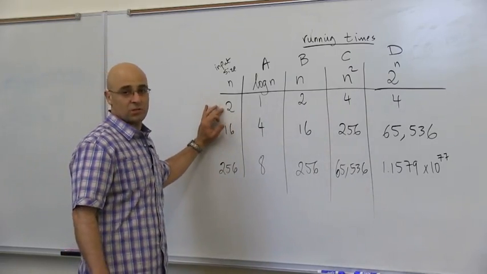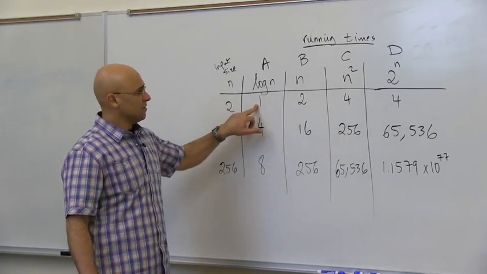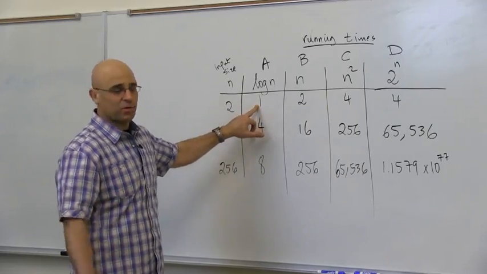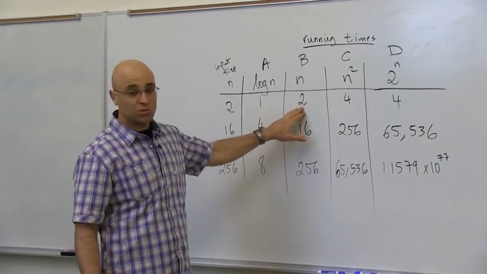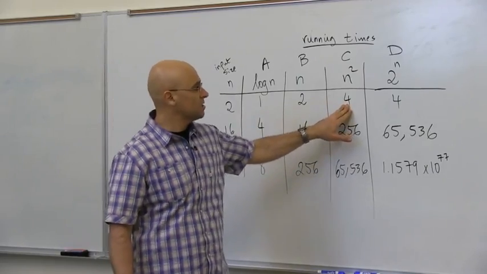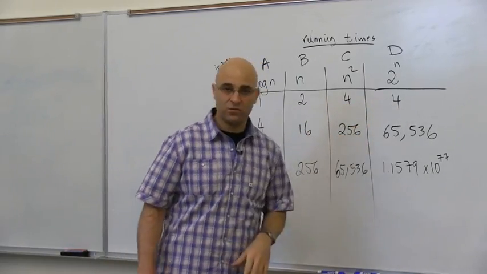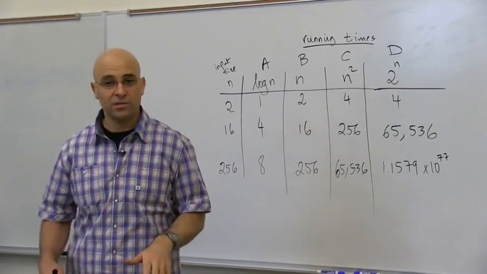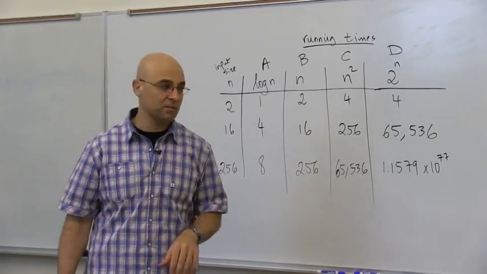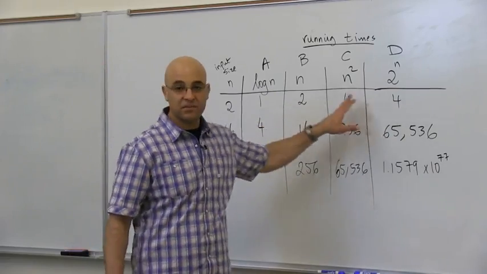So if the input size is 2, algorithm A is going to execute 1 operation, B is going to execute 2 operations, C is going to execute 4, and D is going to execute 4. With today's computers, and even with computers from 20 years ago, these are not going to make any difference in practice.